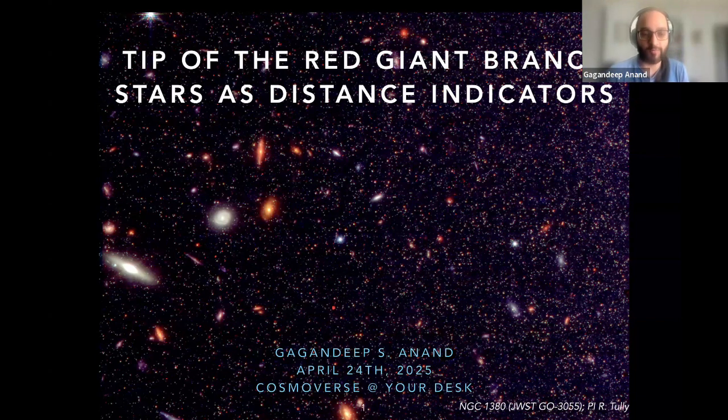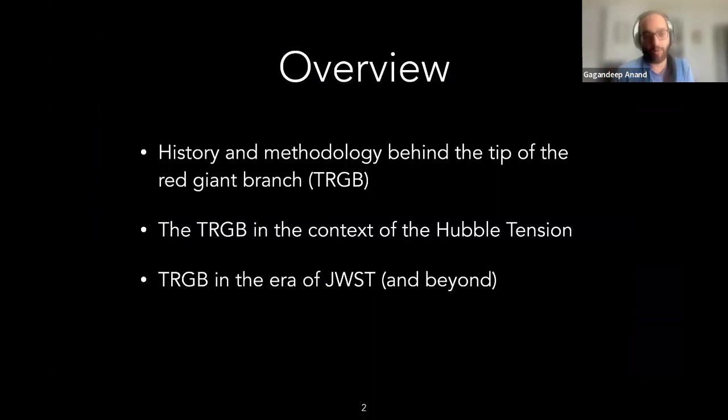So thank you to the organizers for inviting me to give this talk. Thank you all for tuning in, and thank you to Luis for the great lecture on Cepheids. I'll be talking about tip of the red giant branch stars as distance indicators, which in many senses are very complementary to Cepheids. I'll briefly go over the history and methodology behind the tip of the red giant branch, or the TRGB. I'll speak about it in the context of the Hubble tension, as well as in the era of JWST and beyond.